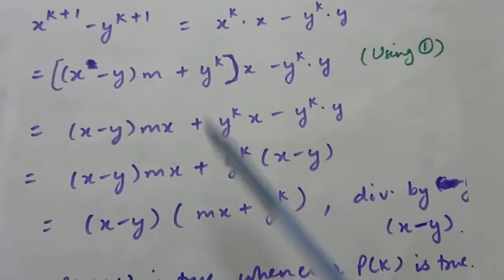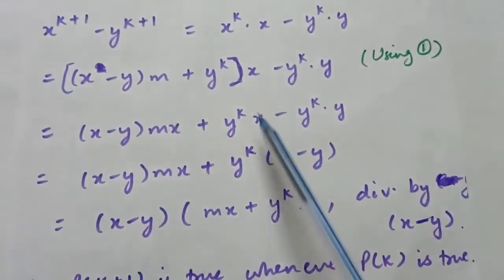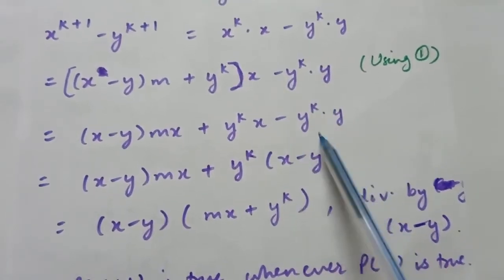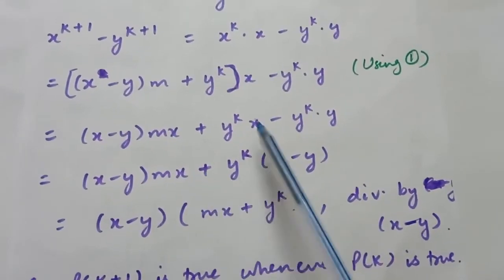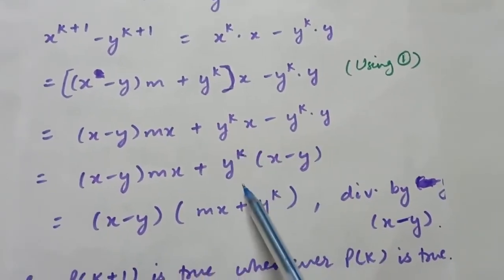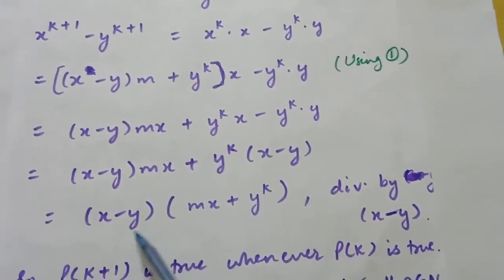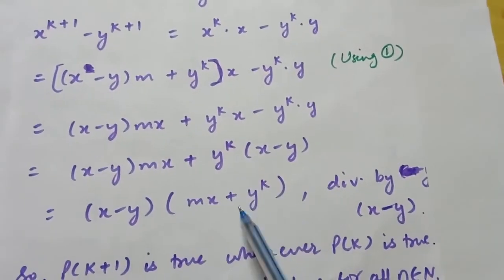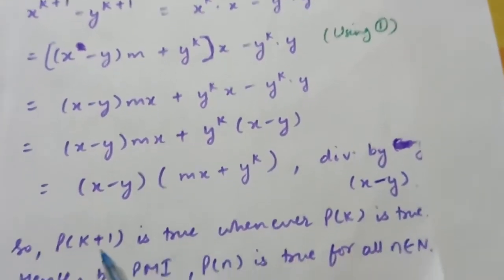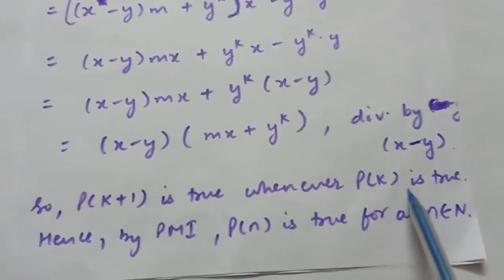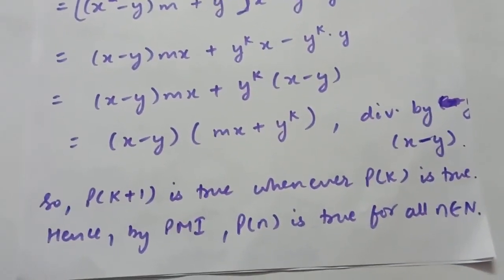Now multiplying this, x minus y into mx plus y raised to the power k into x minus y raised to the power k into y. This term as it is, plus from these two terms taking y raised to the power k common into x minus y. Now from these two terms x minus y is common, plus into this. So this is now clearly divisible by x minus y. Therefore we can say Pk plus 1 is true whenever Pk is true. Hence by PMI, Pn is true for all n belongs to natural number.